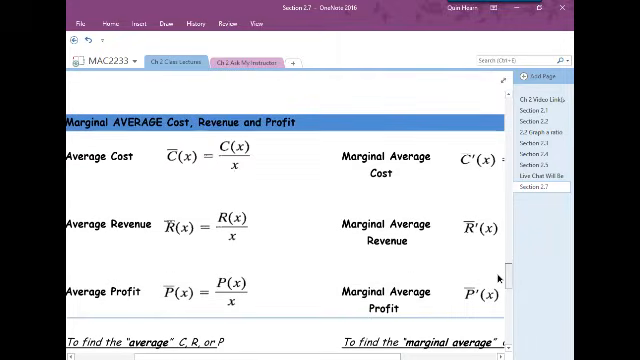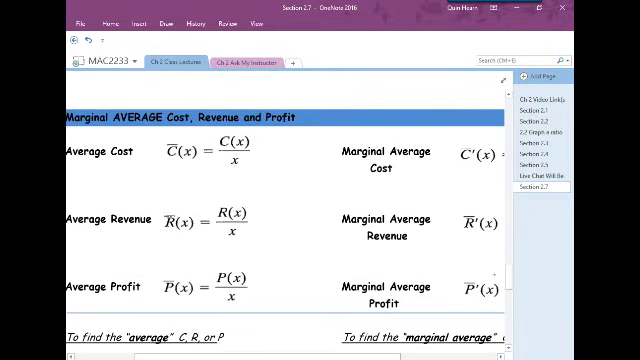Okay, now let's talk about average cost, average revenue, and average profit. So how do you find an average? Like, let's say I told you your scores on the last 2 tests were 90 and 98. How would you find the average of those 2 scores? Well, you would add them together and divide by the number of scores, which would be 2, right? So you'd get 94, which is a number halfway in between the 2.